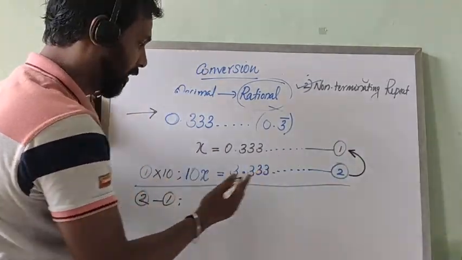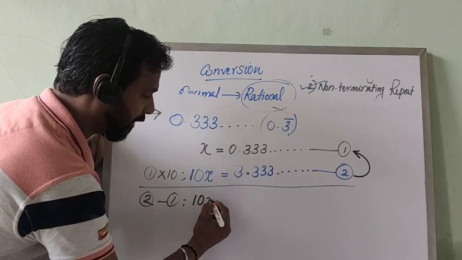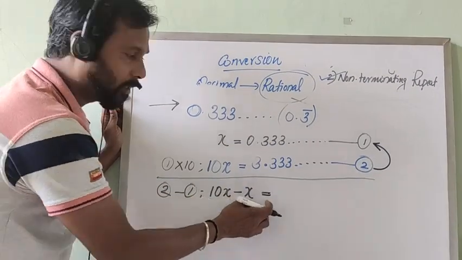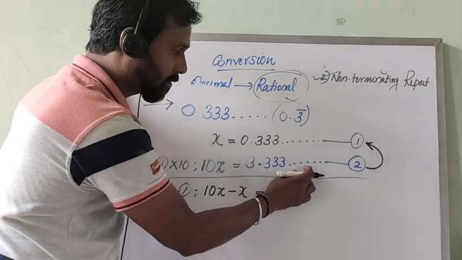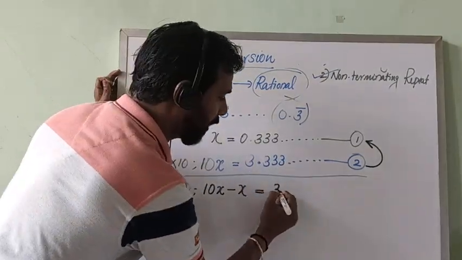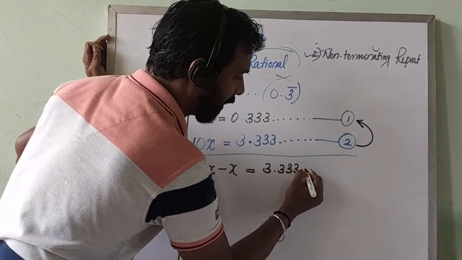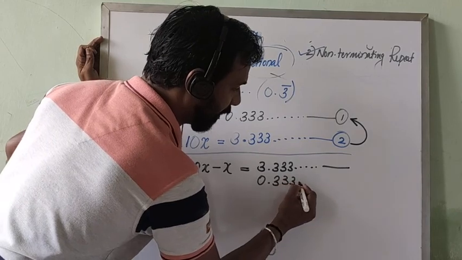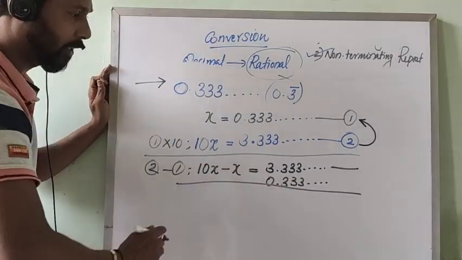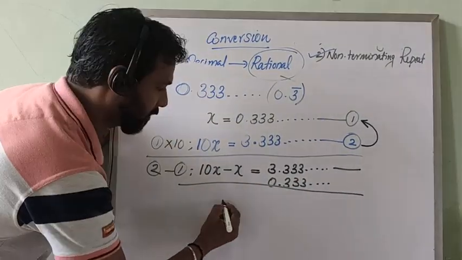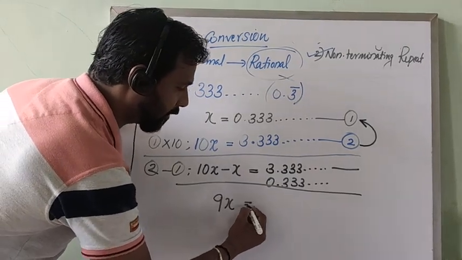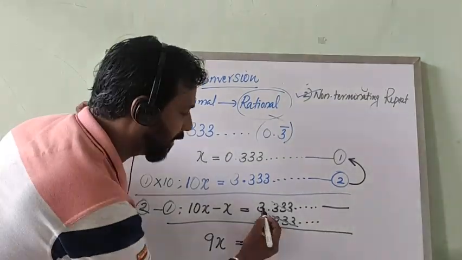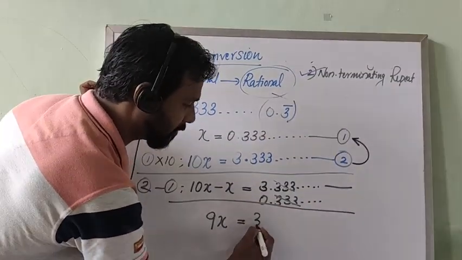Subtract. So we are subtracting in this fashion, right? Subtract. How to subtract? 10x minus x, right? Left side minus left side, and right side, subtract this from this one. So it is 3.333, etc. minus 0.333, etc. See what you are getting. The answer is 10x minus x, it is 9 times x, is equal to, both the same decimal parts cancel each other, remaining is 3 minus 0, which is 3 itself.